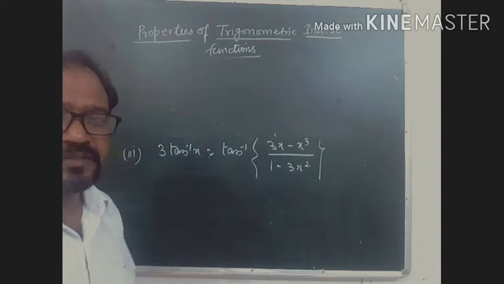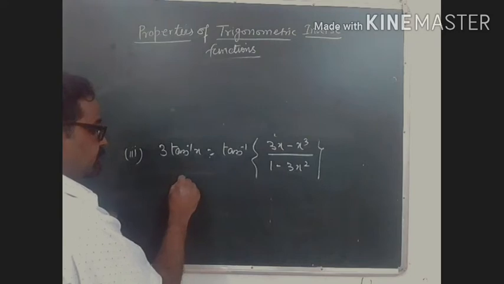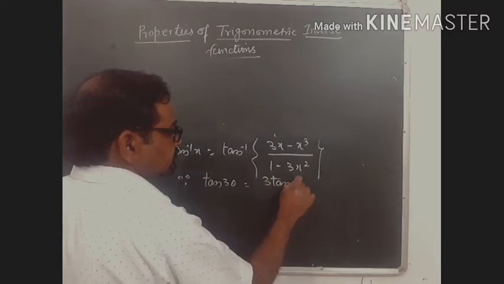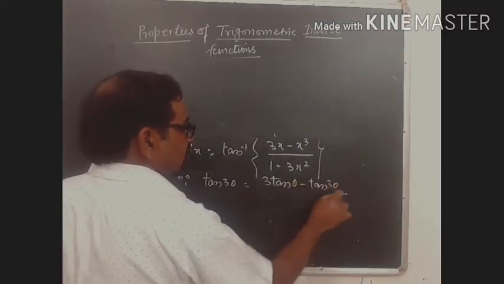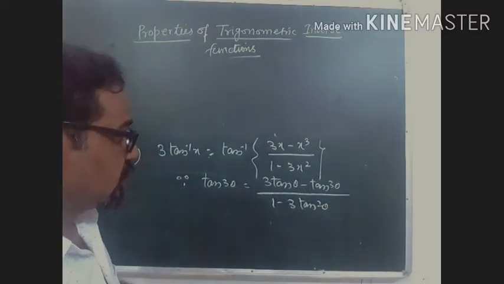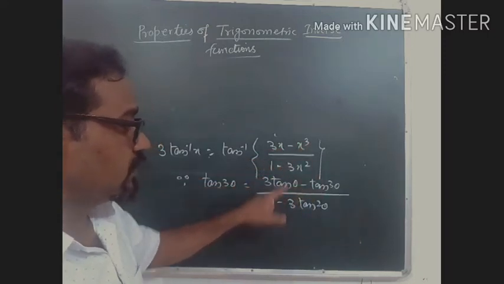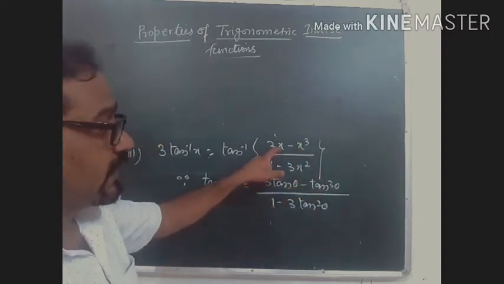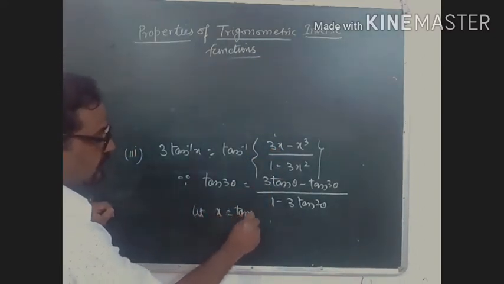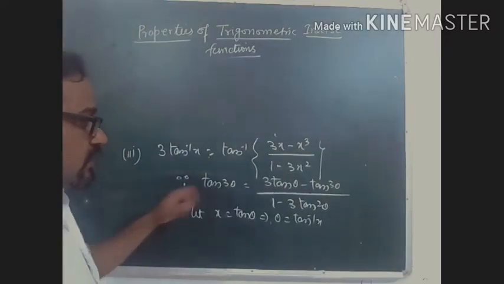Our third part is 3 tan inverse x equals tan inverse of (3x minus x cube) upon (1 minus 3x square). Since we know that tan 3 theta equals (3 tan theta minus tan cube theta) upon (1 minus 3 tan square theta). Now if we match this identity to this, it means we will let x equal tan theta. So let x equal tan theta. It means theta equals tan inverse x.